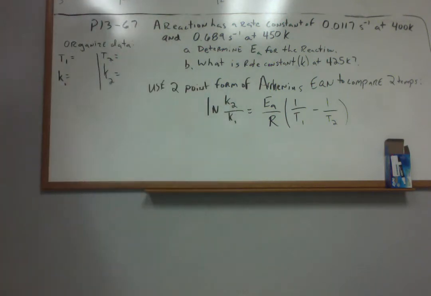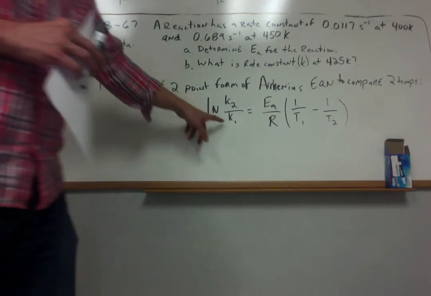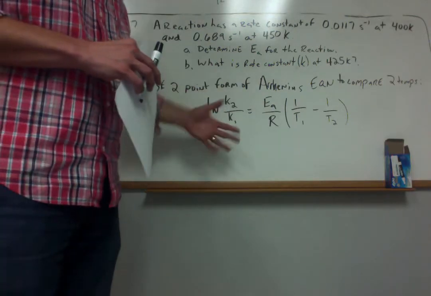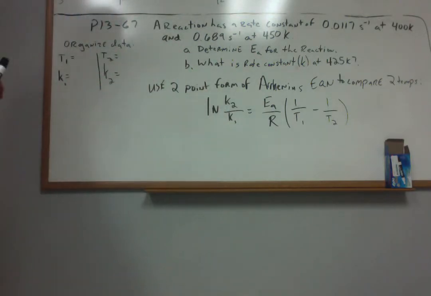My suggestion to you before you start plugging and chugging and figuring all this out is that you first start by organizing your data, because the K's and the temperatures correlate, or they go hand in hand with one another. You don't want to mix them up, otherwise bad things will happen. So I want to organize all of my information on the left-hand side before I start my calculation, so I can assure that my K's and my temperatures match up.